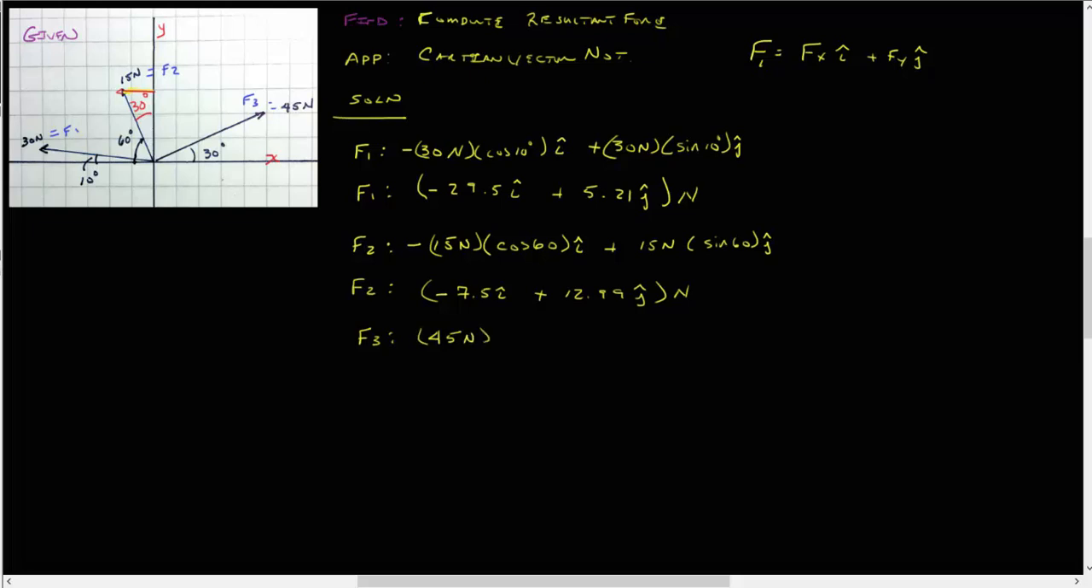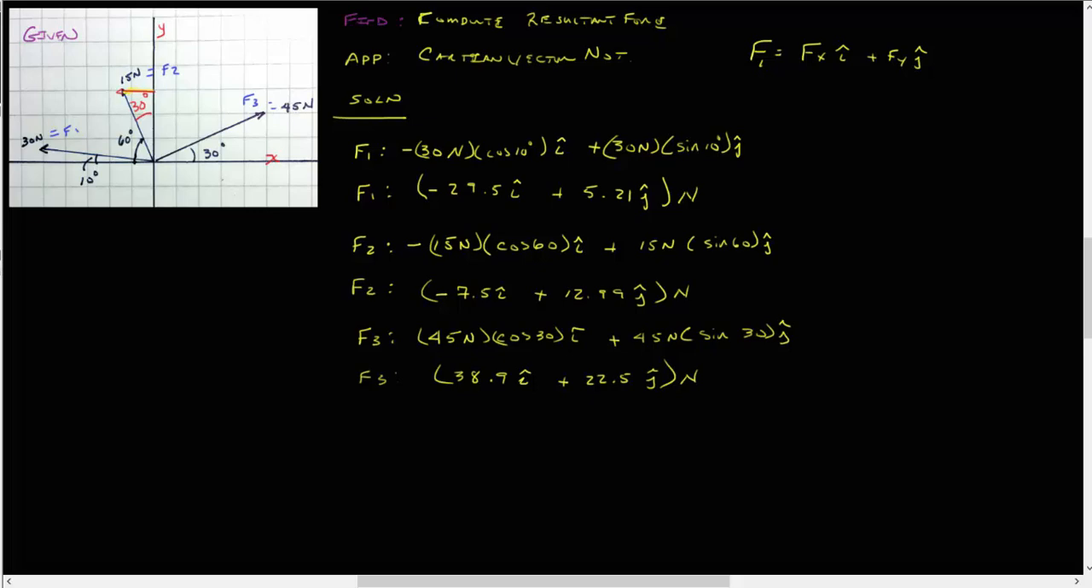So if I'm doing my x first, I've got cosine of 30, that's i, plus 45 newtons sine of 30, and that's going to be j. My results were 38.9 i hat plus 22.5 j hat, all in newtons.